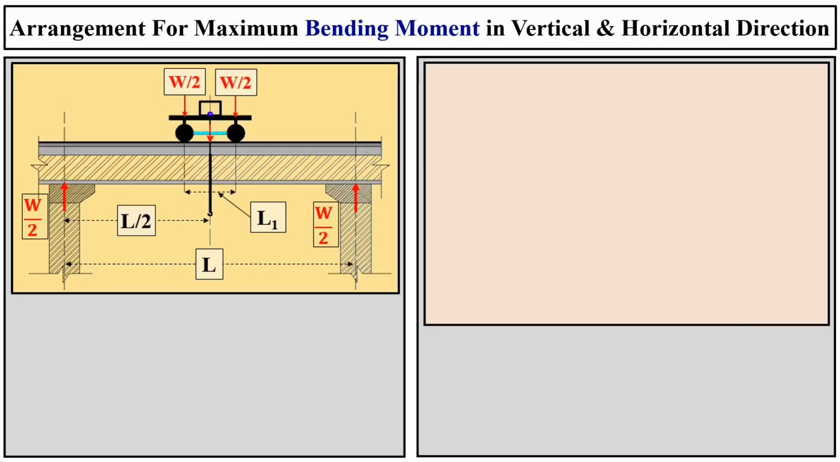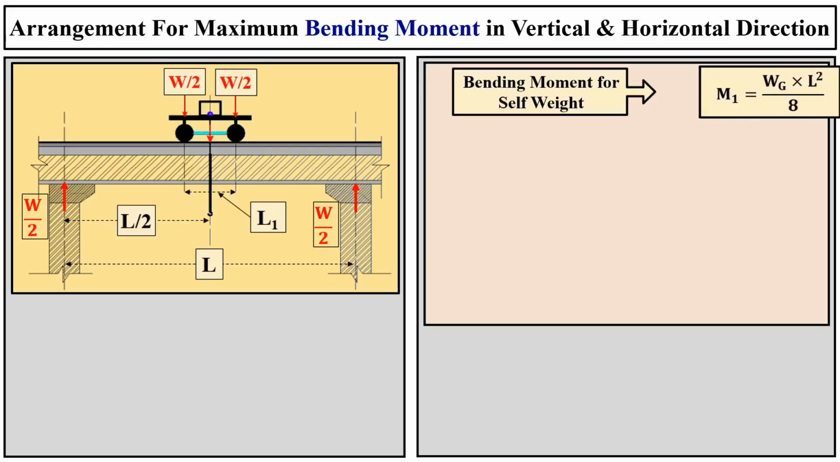Additionally, we account for the bending moment due to the girder's self-weight, denoted as M1. This is calculated using the standard formula for a uniformly distributed load: WG multiplied by L squared, divided by 8.